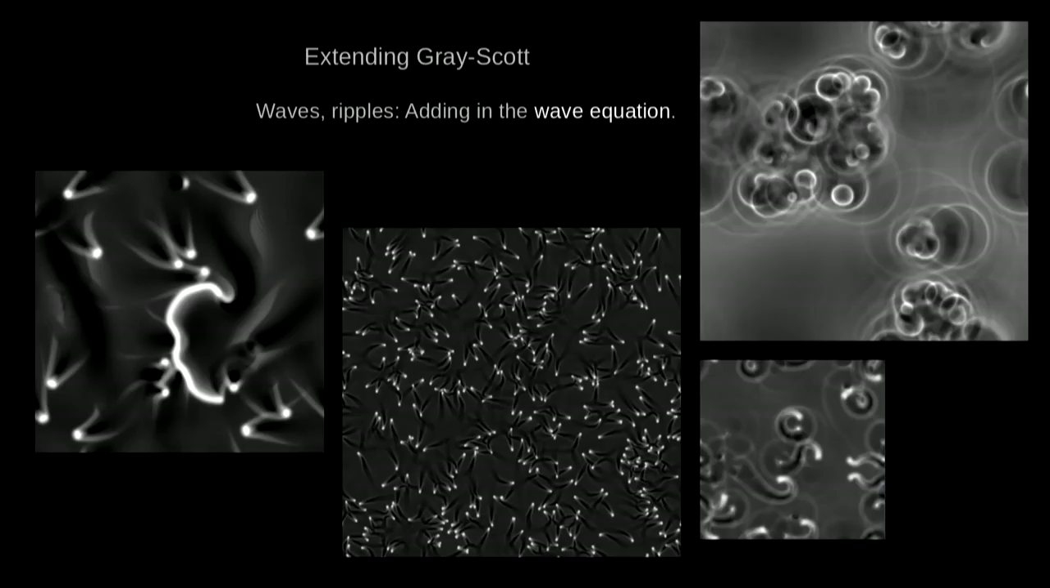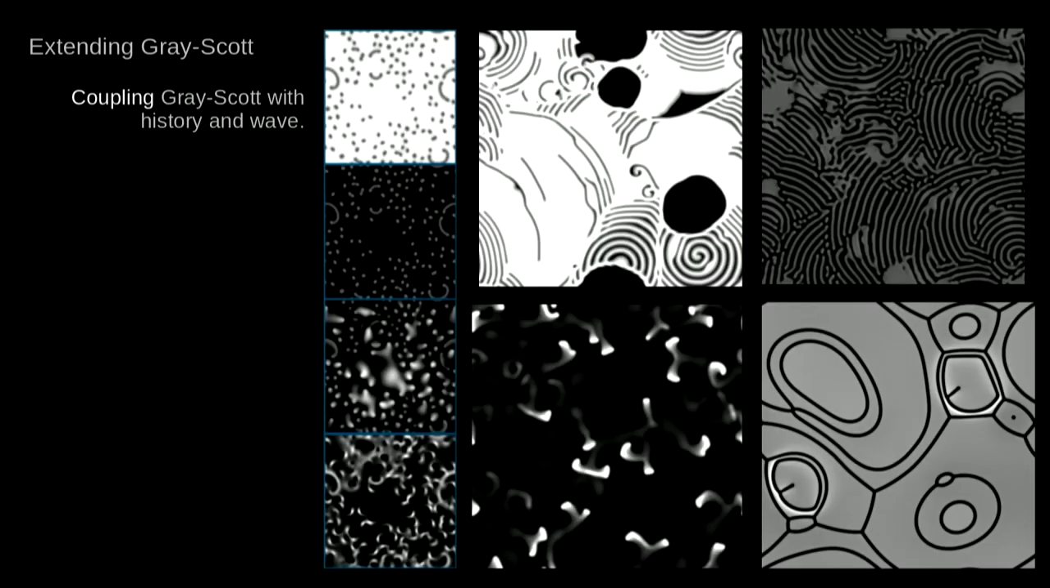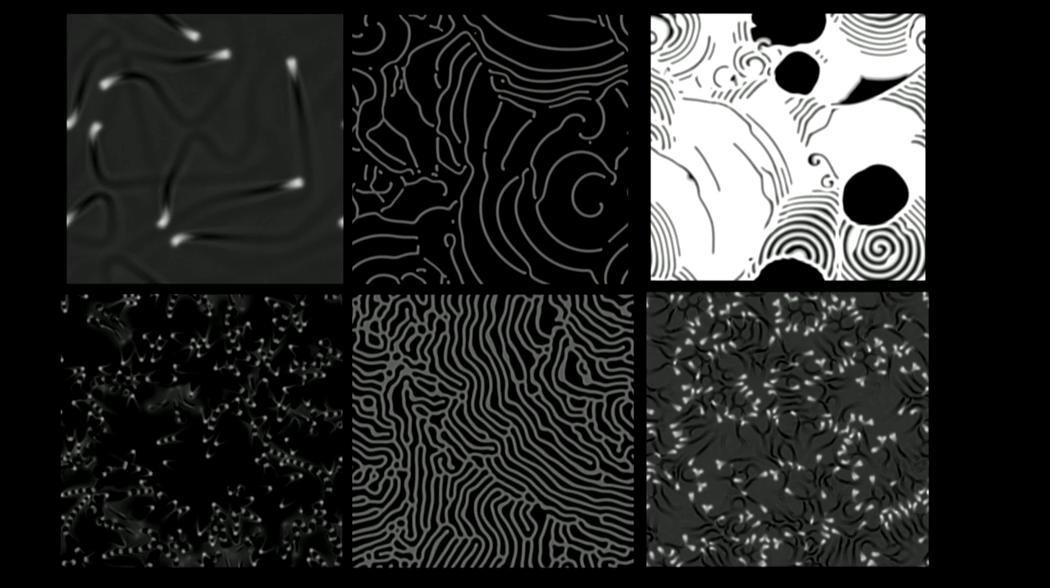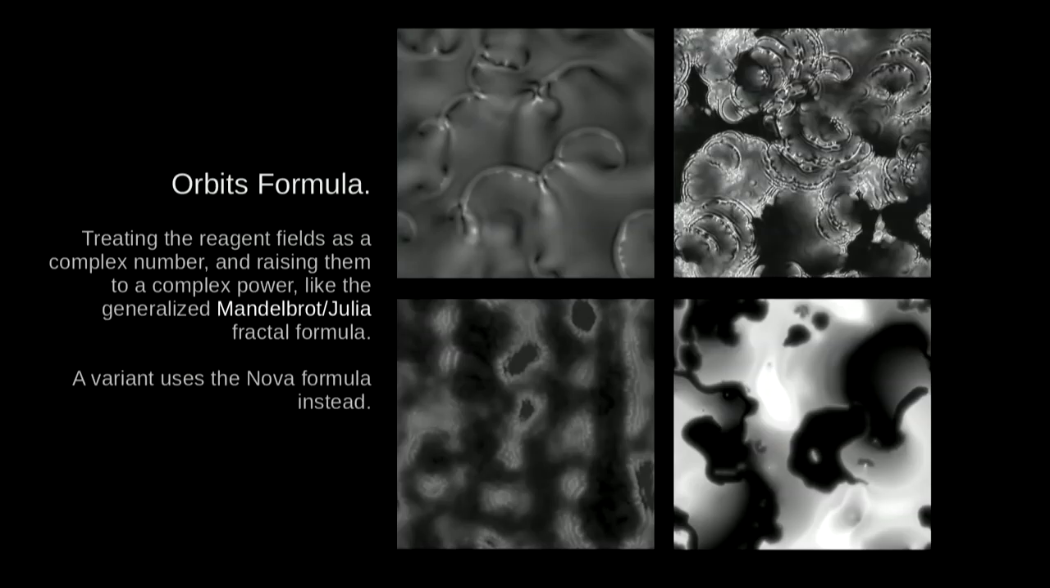This is the wave equation component of several Reaction-Diffusion systems, sometimes quite ripply, sometimes a little bit less ripply, or just a trail kind of thing. And here are some other examples of Gray-Scott with history and wave. And some more. Now I'd better hurry it up a bit. It's a really interesting, fertile ground for experimenting with different simulations.